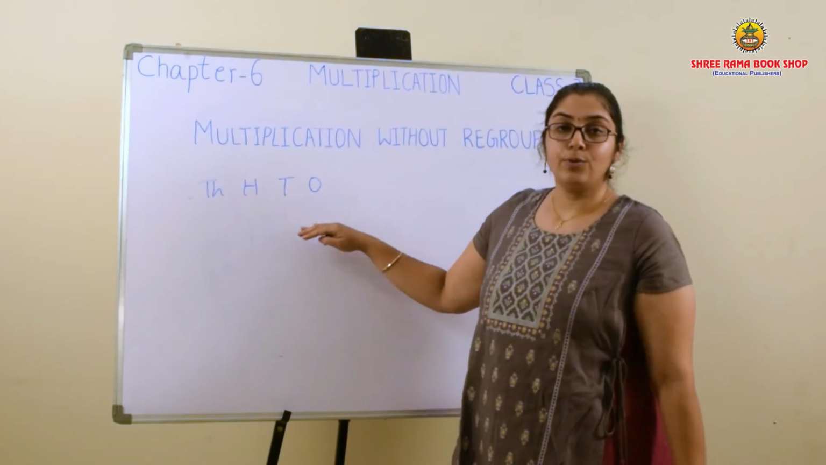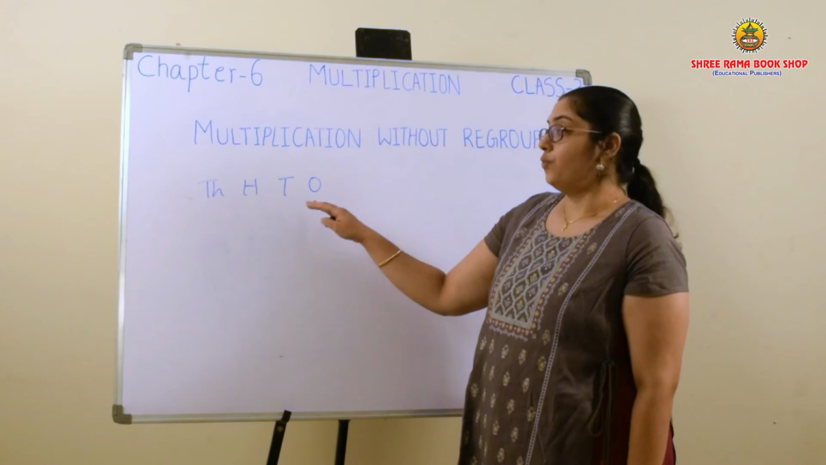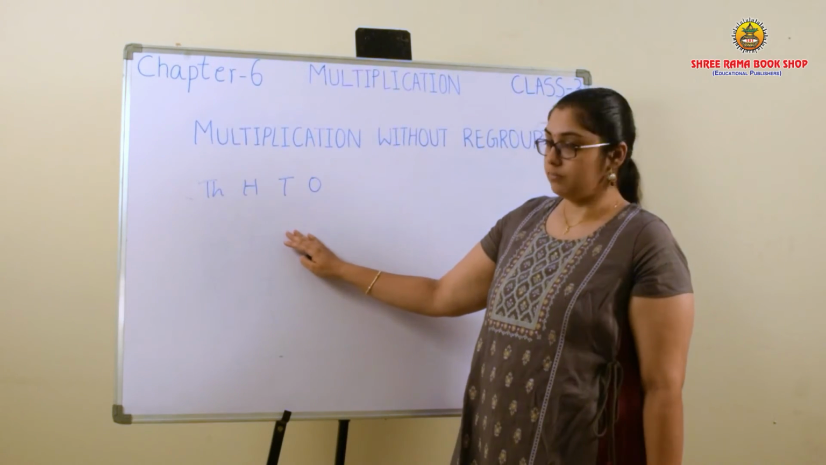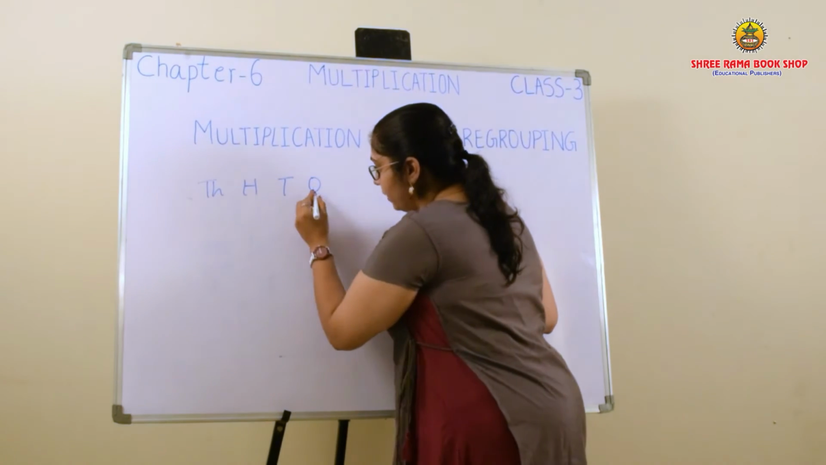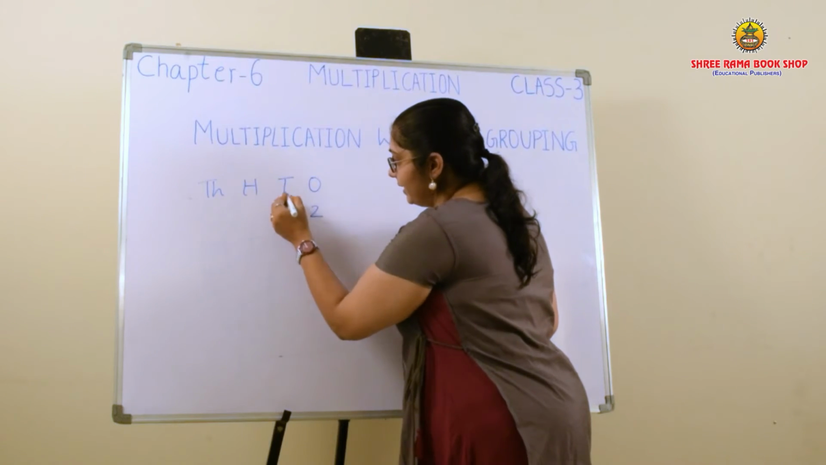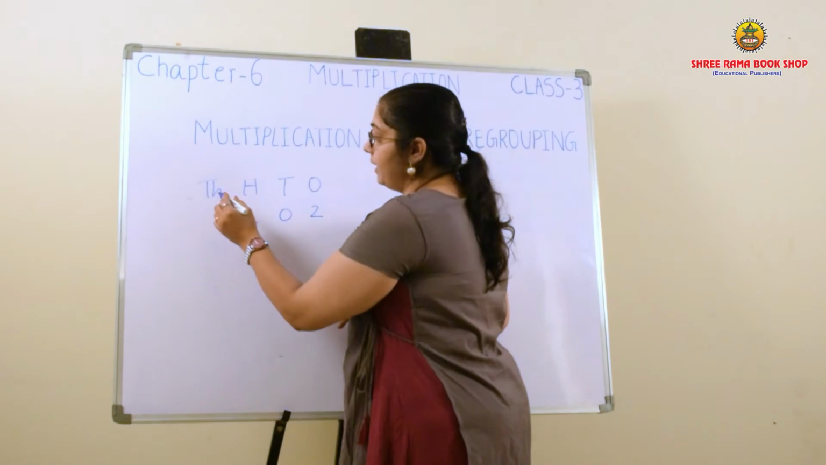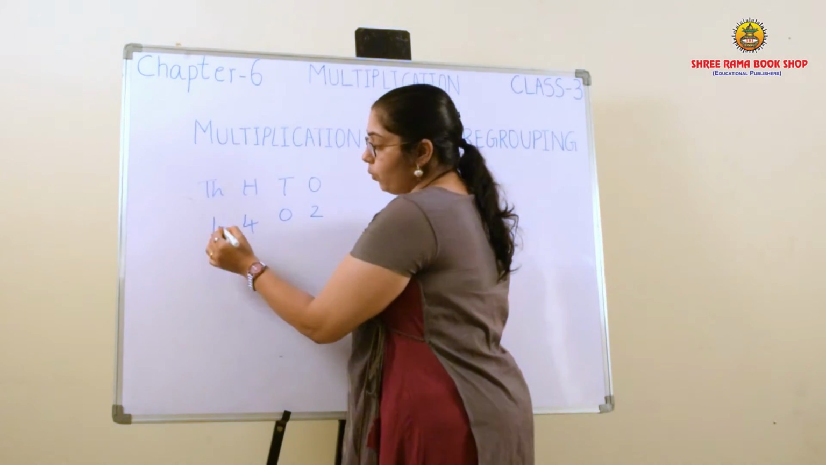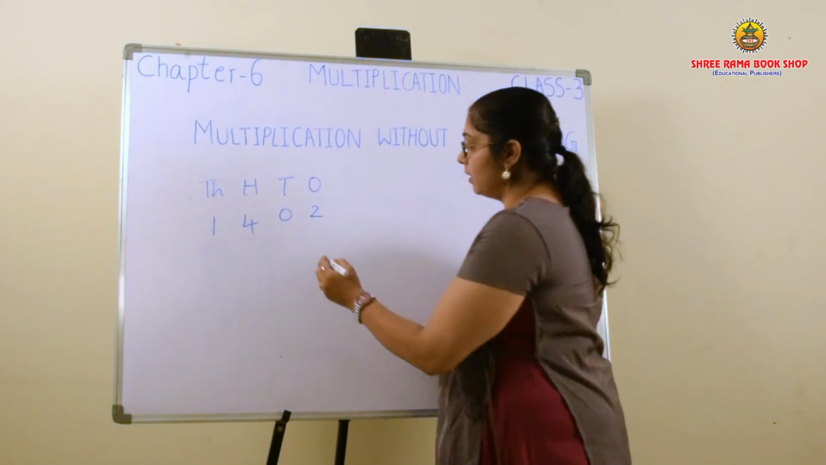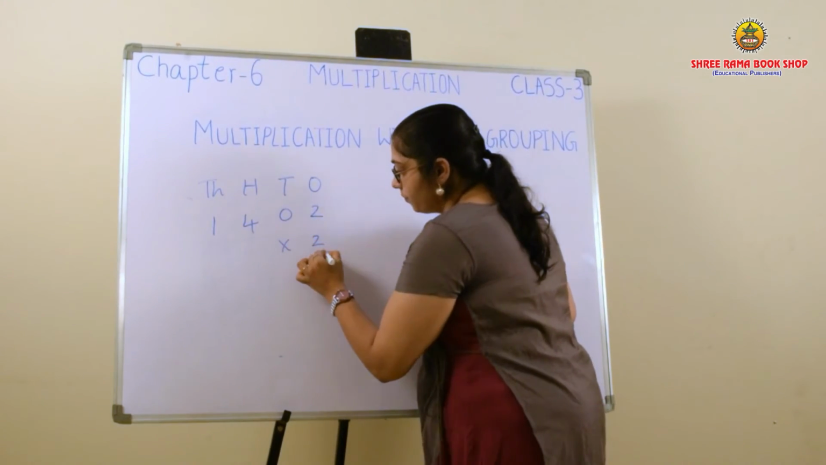Now we will be taking a 4-digit number, ones, tens, hundreds and thousands. So similarly to the 2-digit and 3-digit multiplication, we will be doing 4-digit multiplication. Okay, so in the ones place I am taking the number 2, in the tens place I am taking 0, in the hundreds place I am taking 4, and in the thousands place I am taking 1. And I will multiply this number with 2.